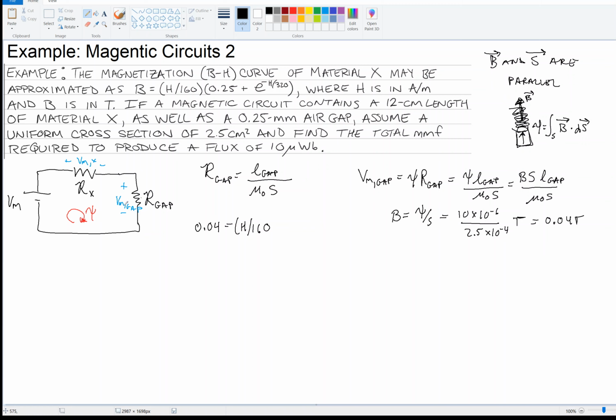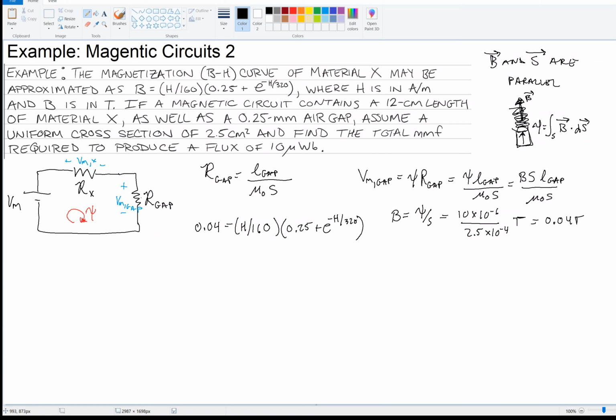And now that I've got those properties, I can back up and find things about the material X. So I've got 0.04 flux density now, right? I use the gap to get the flux density, and now I can back up and use the flux density to get something about material X, that is H. We know they're related by the magnetization curve given in the problem. Okay, and so I need to solve this for H.